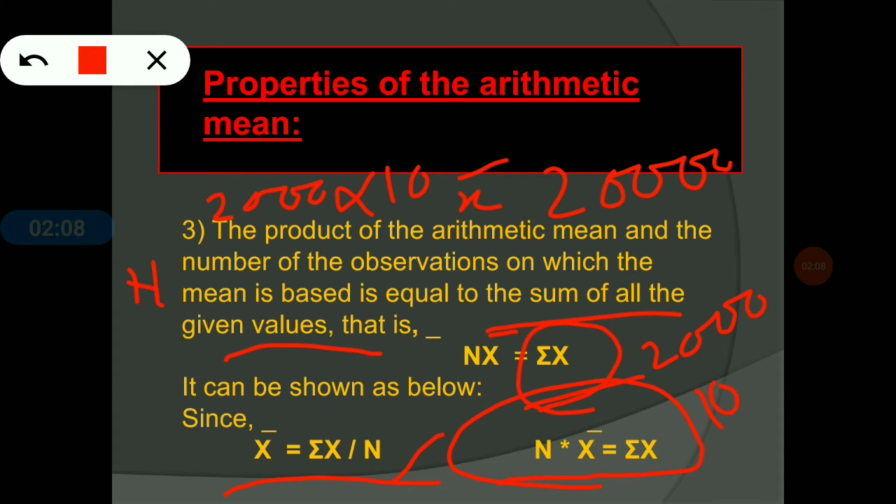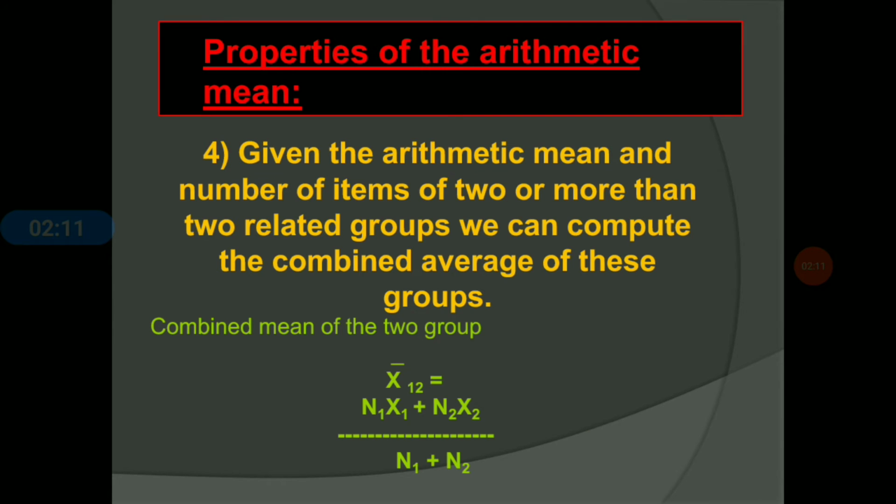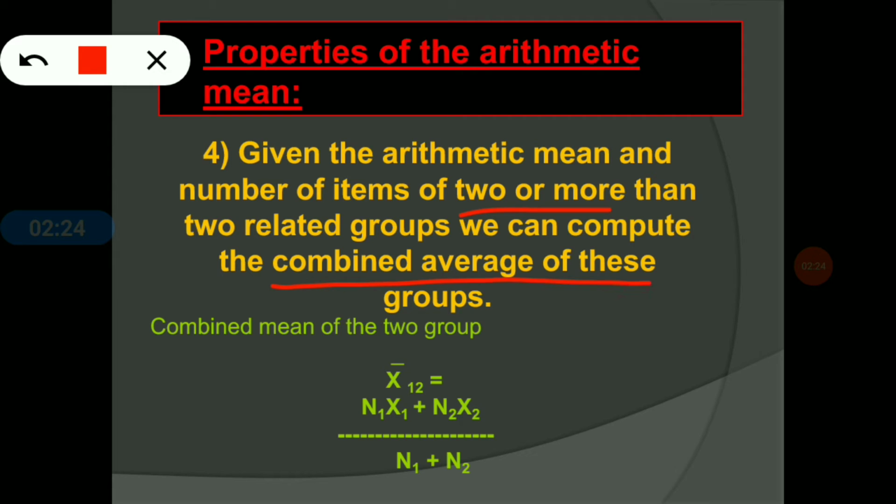So now going to the next slide, where we can see the fourth property of the arithmetic mean. The fourth one is: given the arithmetic mean and number of items of two or more than two related groups, we can compute the combined average of these groups. So, the combined mean of two groups, where 1 and 2 denote that there are two groups only, is n1 x1 plus n2 x2, divided by n1 plus n2.